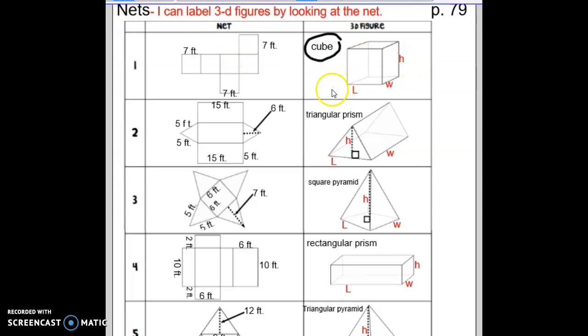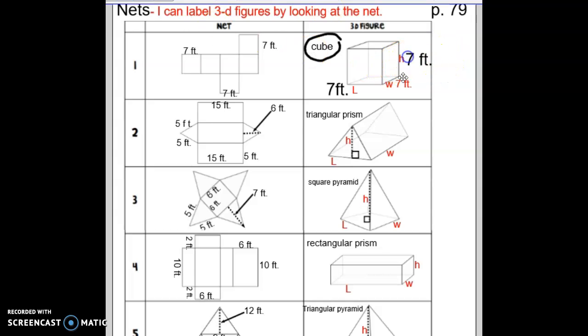So what I want you to do right now on page 79 of your notebook is we're just going to take the dimensions from the net that we see and we're going to label them on the figure. So right now label your length as 7 feet, label your width as 7 feet, and label your height as 7 feet. Make sure you have labeled that onto your notebook page.